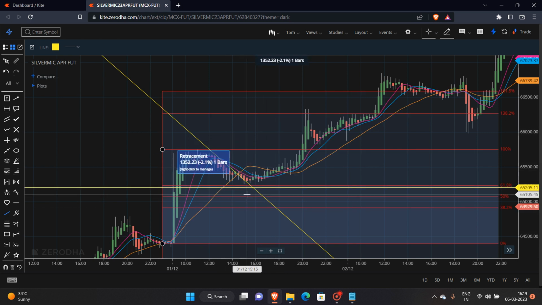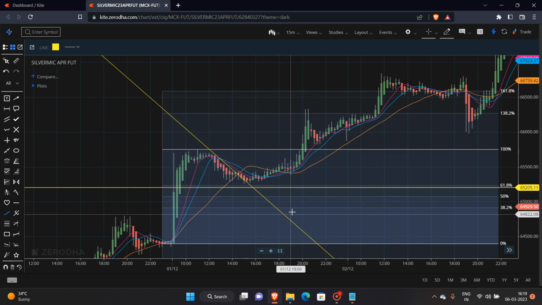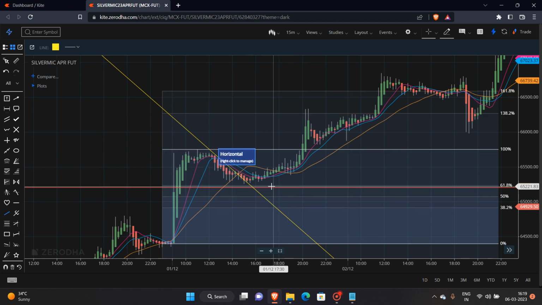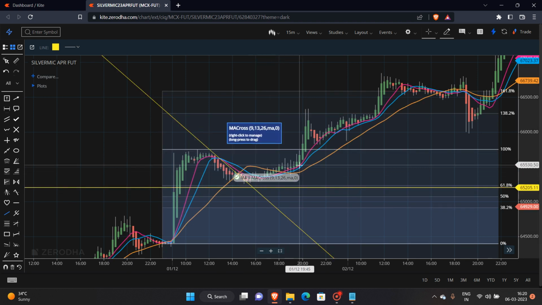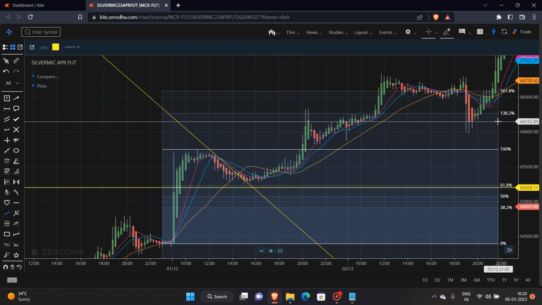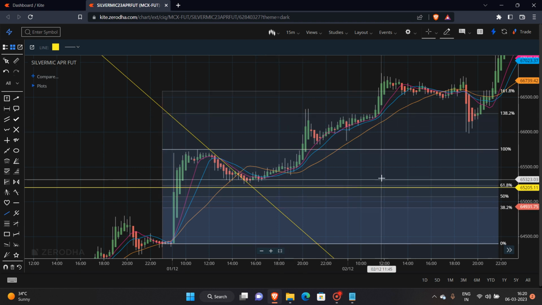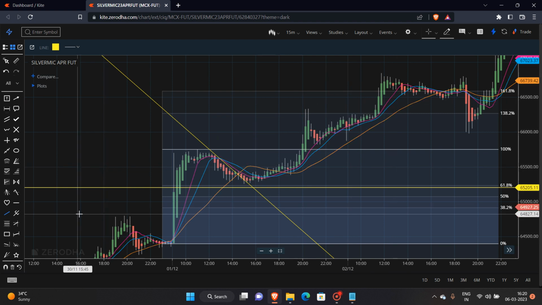If it was supposed to go down, it would make the pattern the same way. It would go to the 61 level, then again retrace and go down. But here it is making a bullish move, and at the 61 level it retraced. So the 138 would be our first target. Again we will see where it is making the pattern and plan accordingly.